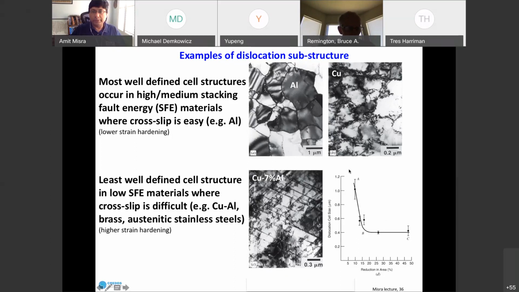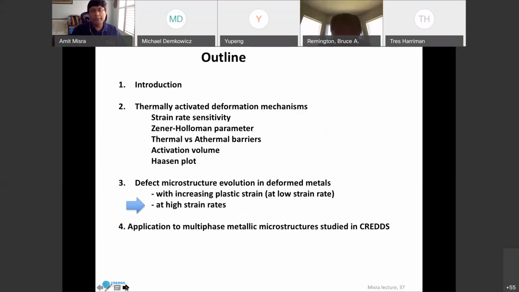So here the cell size can go from about a micron, which is what you see here for aluminum with the scale of a micron, to about 0.4 micron, like what you see here with increasing strain. So this is the kind of deformation structure that would form with increasing strain at a low strain rate. So what would happen if we were to increase the strain rate?